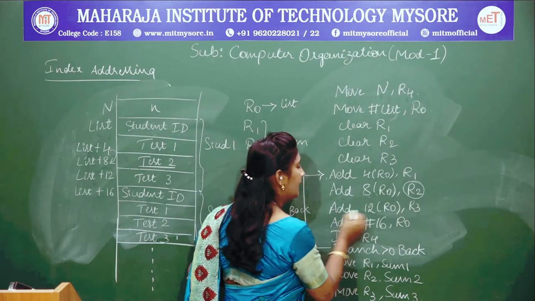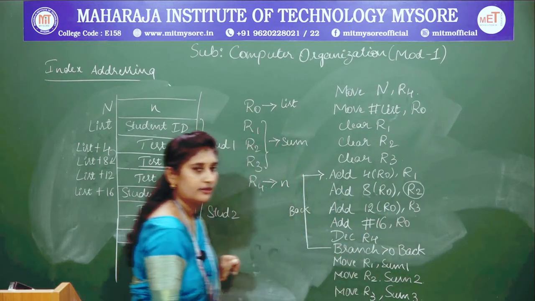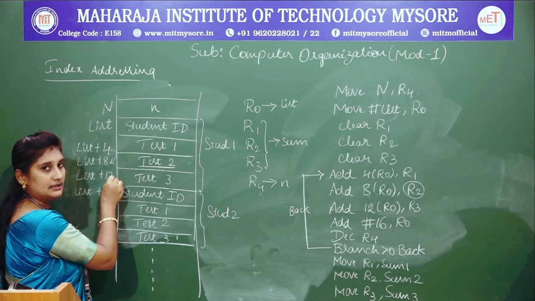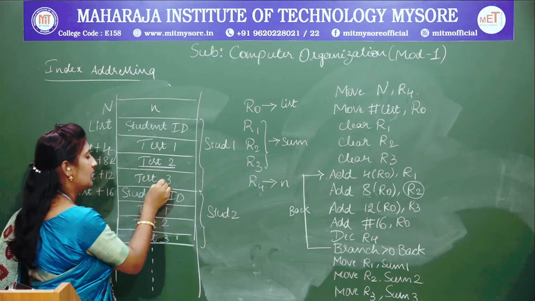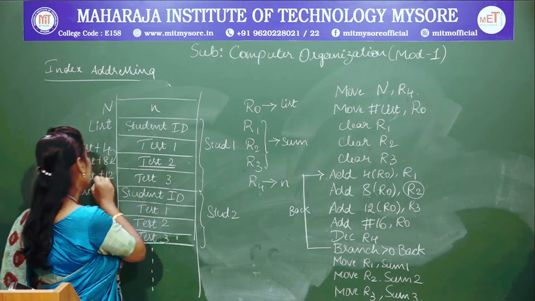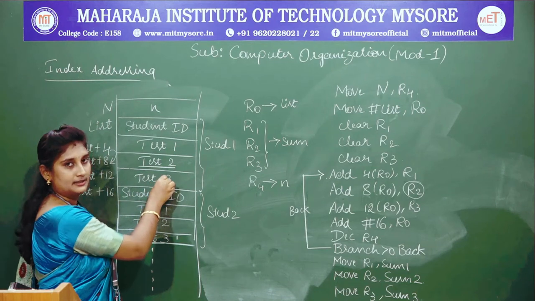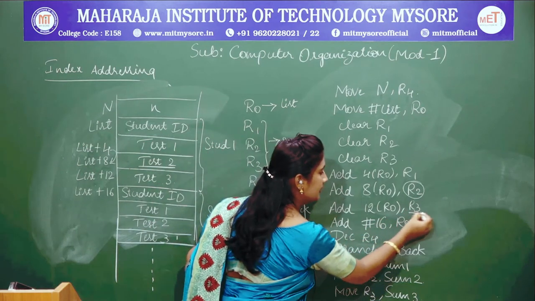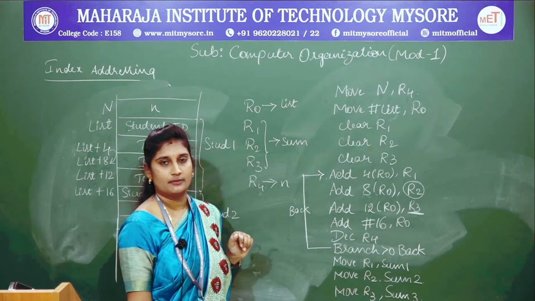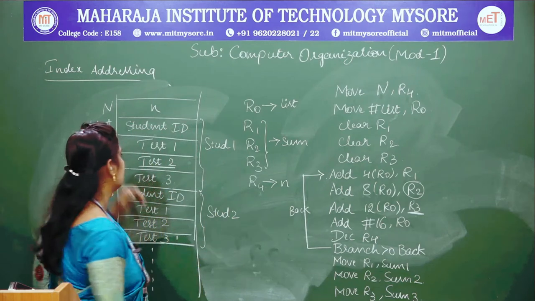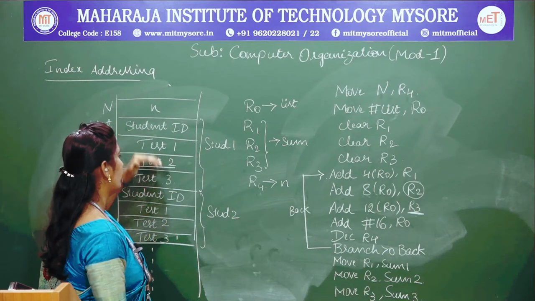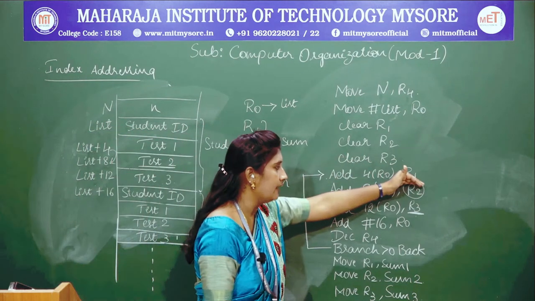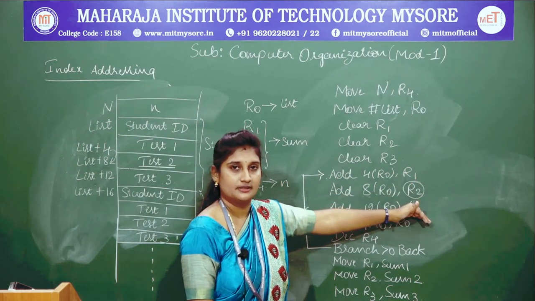And again add 12 R0 comma R3. Again list plus 8 plus 4 gives list plus 12. Sorry, again list plus 12 will point to your test 3 score. So now the test 3 score will fit into your R3 register. Now the first student's test 1, test 2, test 3 marks are stored in your R1, R2, R3 registers. Fine.